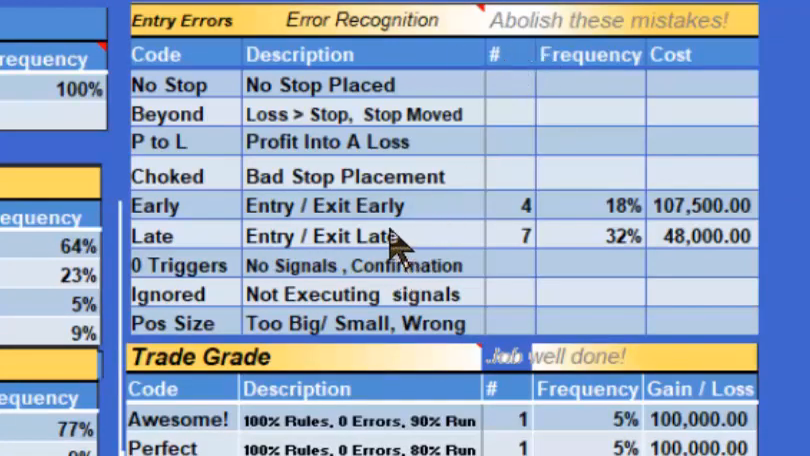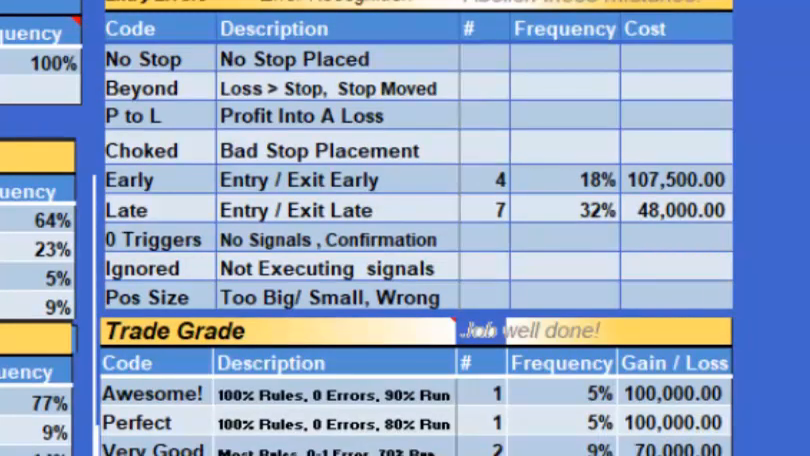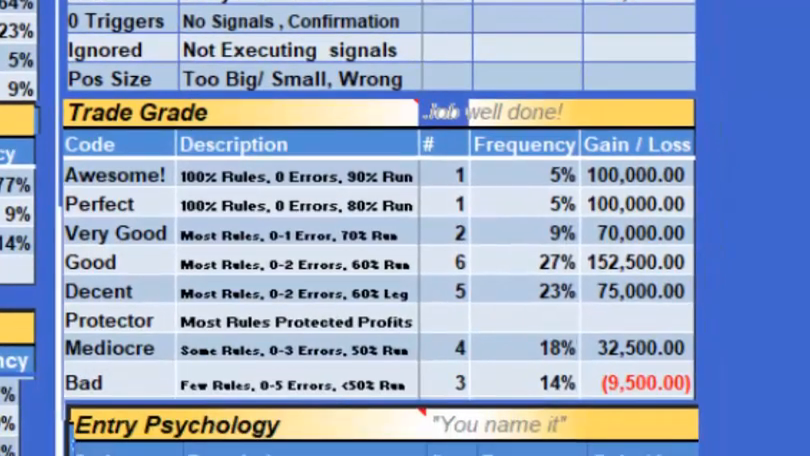I also recommend whenever you make mistakes or errors, you figure out how much it cost you. For example, if you were late with your entry, maybe you would have made, say, $1,000, but if you had been on time, you would have made $1,500. Now that might not seem like a lot in the moment, but over time, over 100 trades, that can really add up. I also recommend that you track how well you followed your rules.